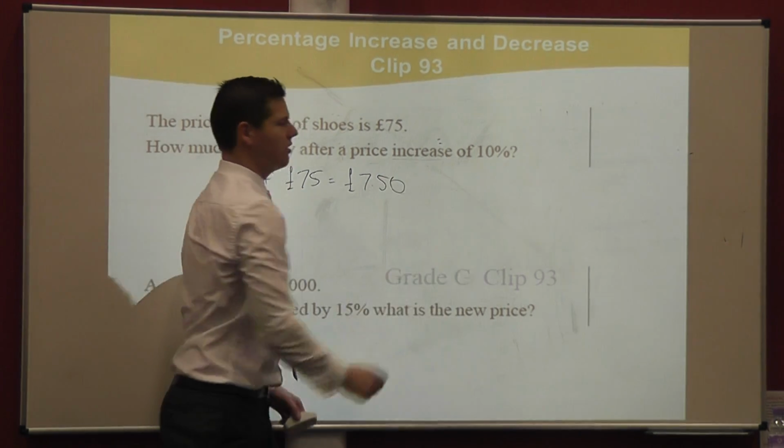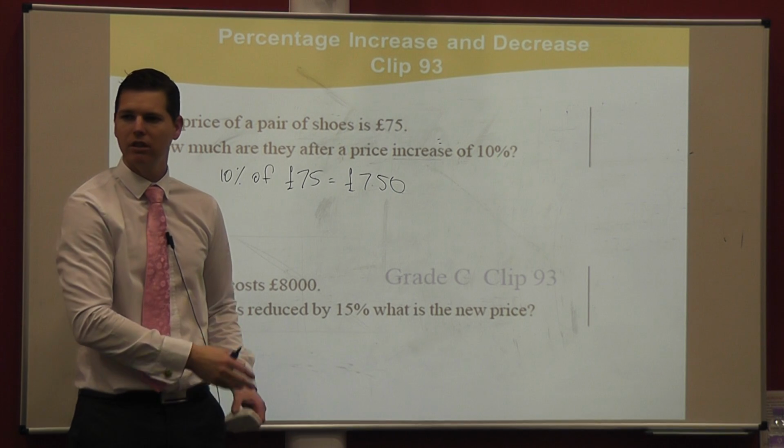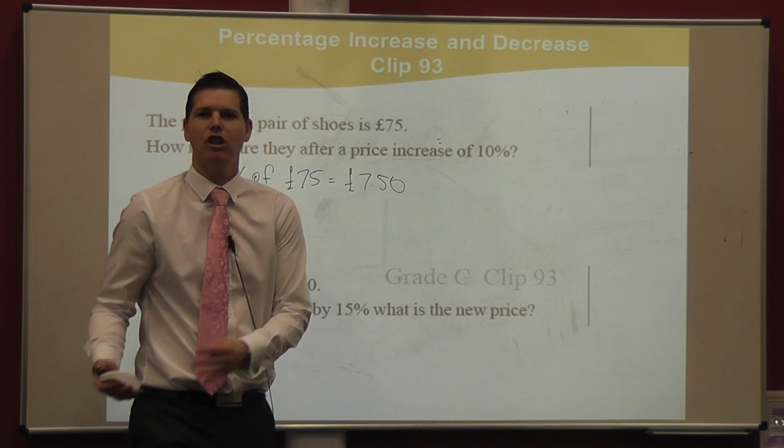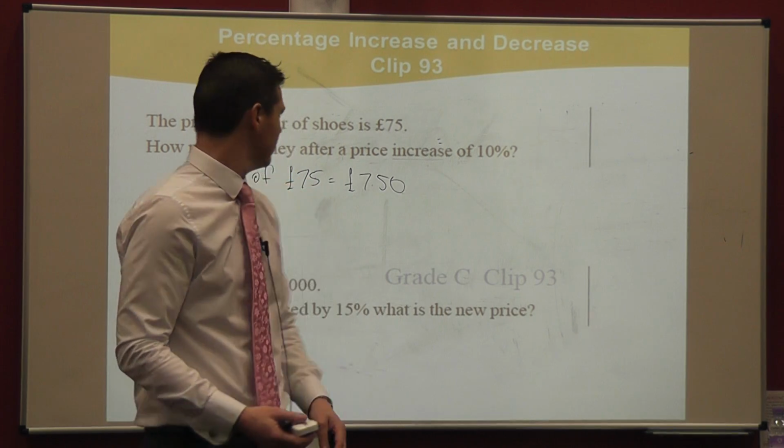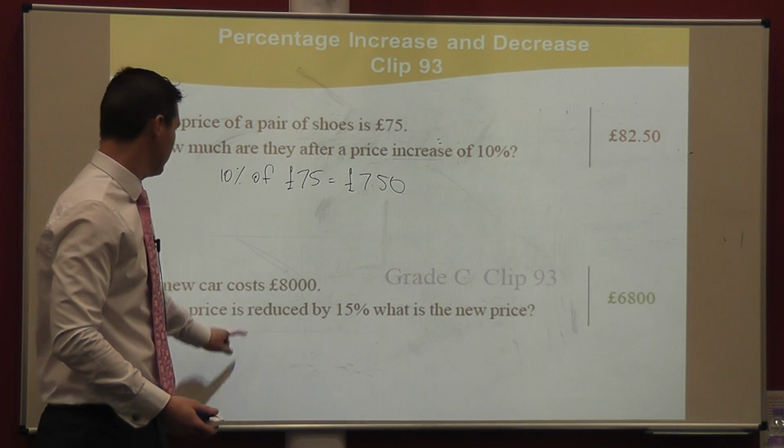It's an increase. So what am I going to do with the £7.50? Add it on. That's it. Percentage increase, decrease: work out what the percentage is and either add it or subtract it. So you get £82.50 in this one.